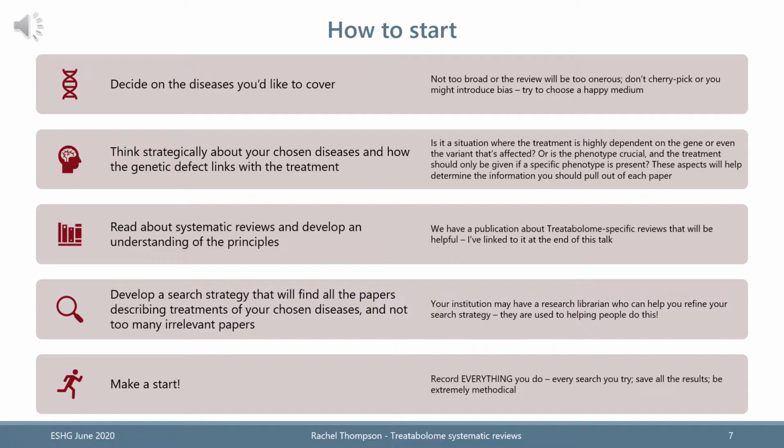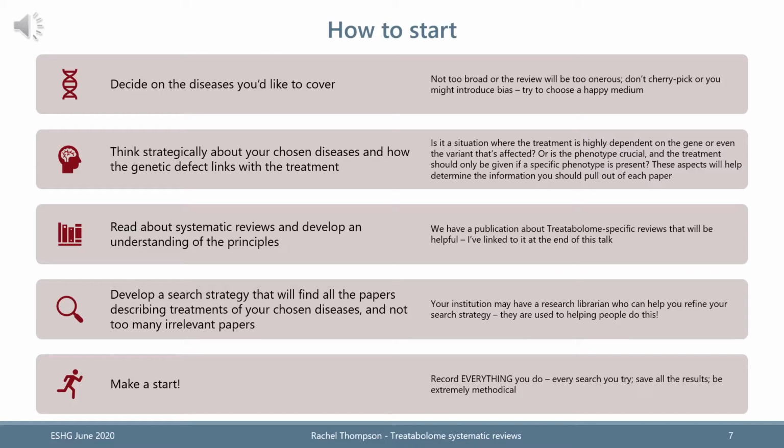These aspects will help determine the information that you need to pull out of each paper. Then it's probably useful to read a bit more about systematic reviews and develop an understanding of the principles behind them. We do have a publication about Treatabolome specific reviews that you can read that should be helpful. I've linked to it at the end of this talk. And you can also read a lot of online guides about systematic reviews in general and about specific types of reviews like Cochrane reviews. Then you need to develop your search strategy, and you should aim to develop a strategy that finds all the papers that describe the treatments of your chosen diseases and not too many irrelevant ones. Your institution may have a research librarian who can help you refine your search strategy. They're used to helping people do that.